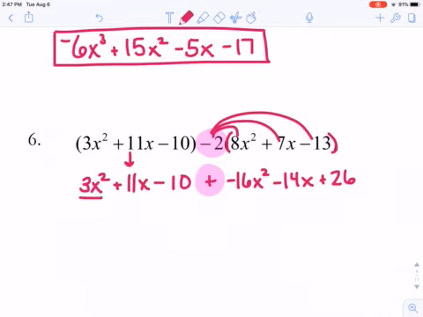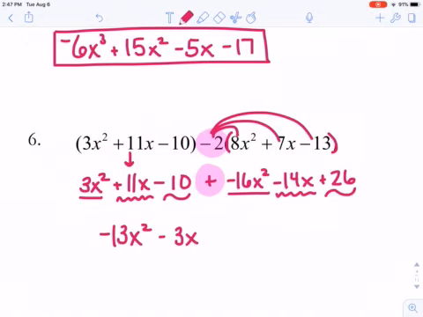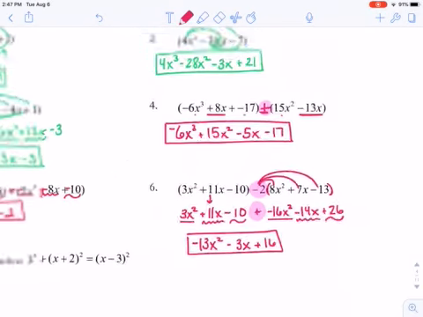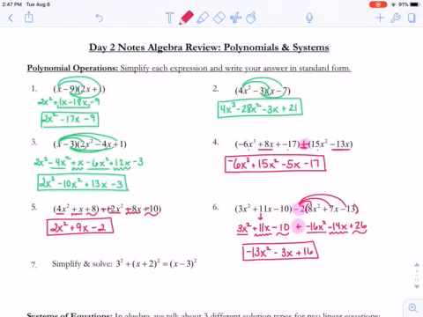So 3x squared minus 16x squared is negative 13x squared. The 11x and the negative 14x combine to negative 3x. And then the negative 10 and the positive 26 leaves me with positive 16. So there I have combined those polynomials.